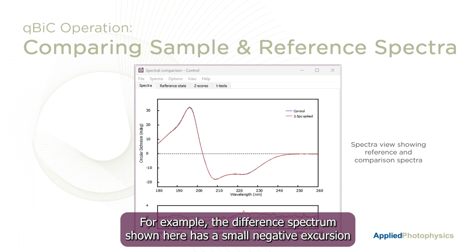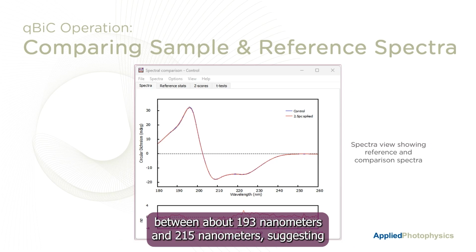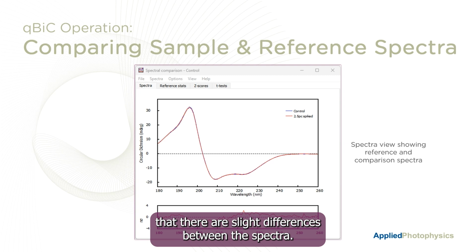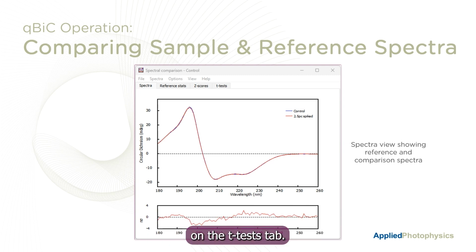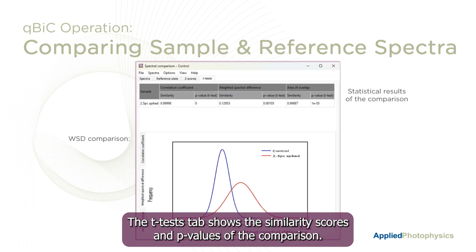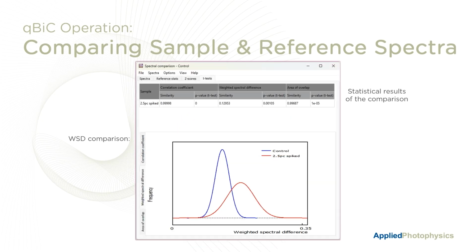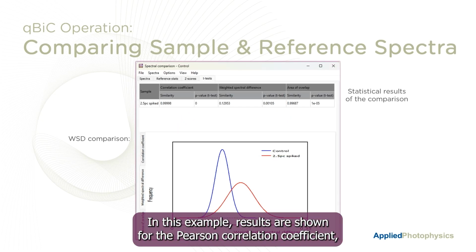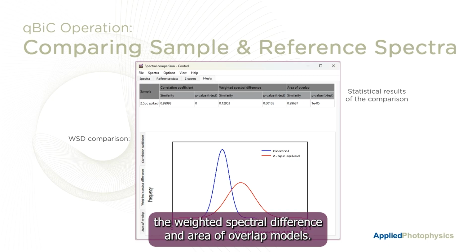For example, the difference spectrum shown here has a small negative excursion between about 193 nanometers and 215 nanometers, suggesting that there are slight differences between the spectra. These differences are quantified by the statistics in the t-test tab. The t-test tab shows the similarity scores and p-values of the comparison. In this example, results are shown for the Pearson correlation coefficient, weighted spectral difference, and area of overlap models.